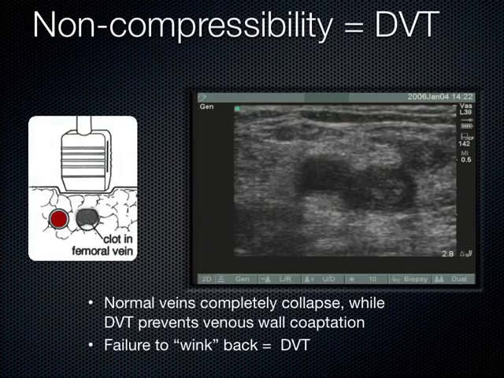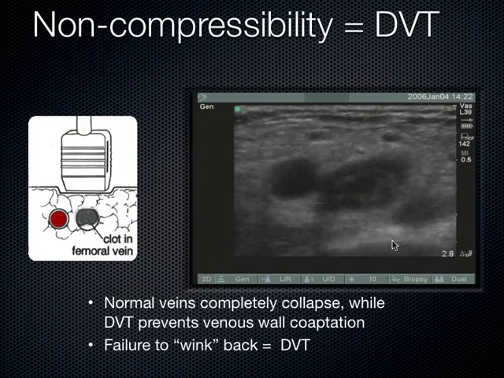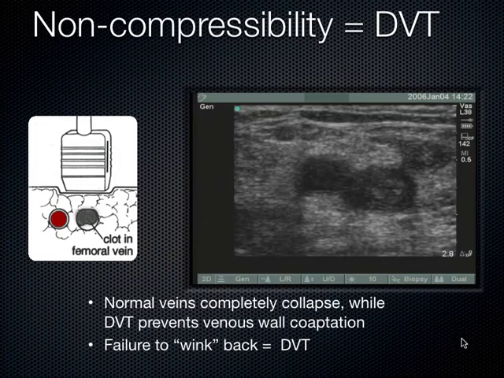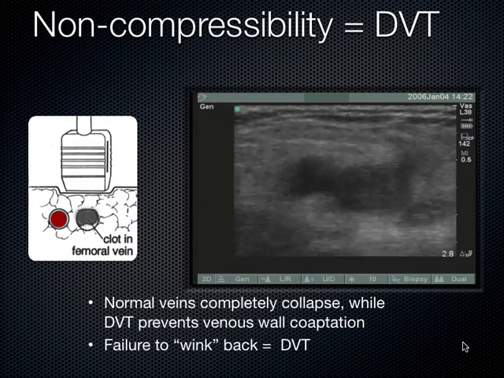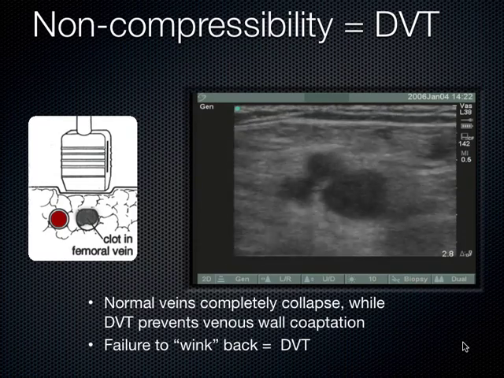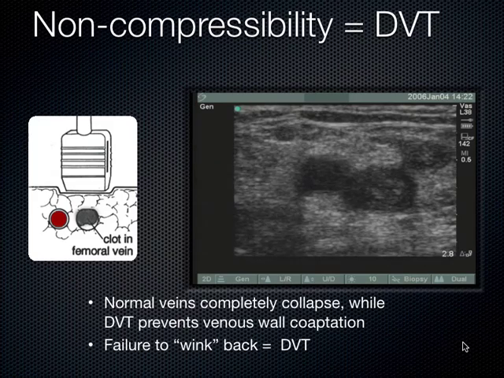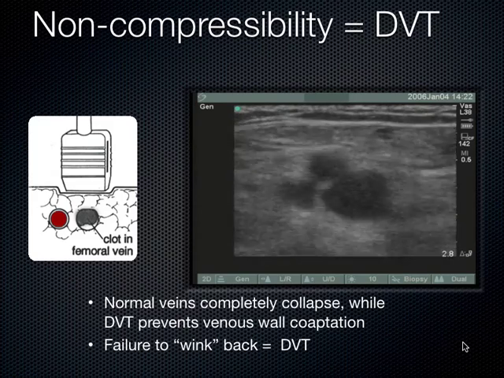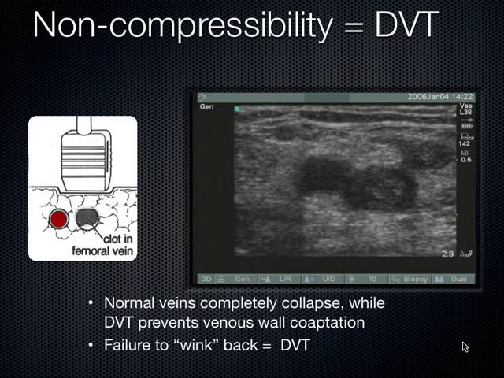So that's normal. And then when there's a clot there, it looks like this. It's not compressible anymore. And it's very simple. It's just a non-compressible venous structure that has a thrombus in it. Sometimes the thrombus is echogenic, like you can see it. It's hyperechoic like it is here.